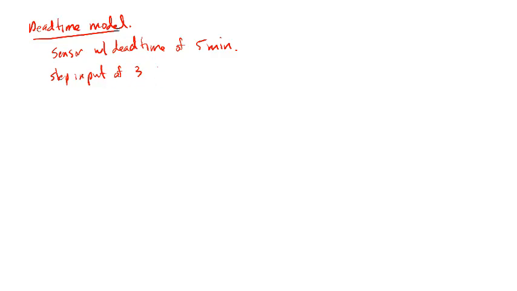So we'll do a step input change of 3 mole per liter, or 3 molar. Again, if we think about a sensor, going into the sensor is the composition, coming out of the sensor is the sensed composition. So this would be like a step input change of the process, and we want to see how the sensor actually responds.